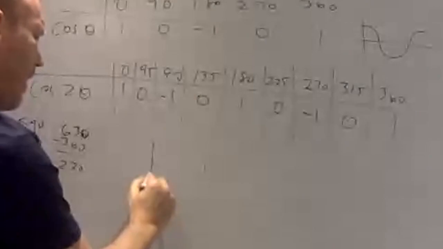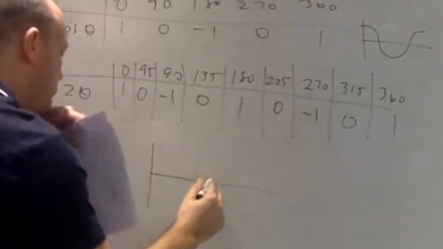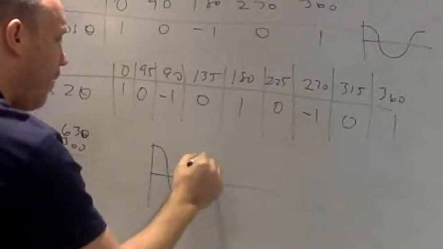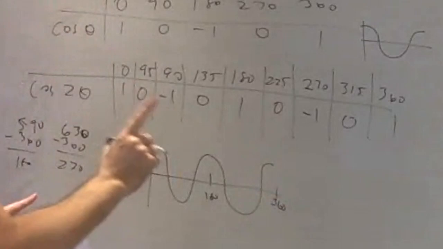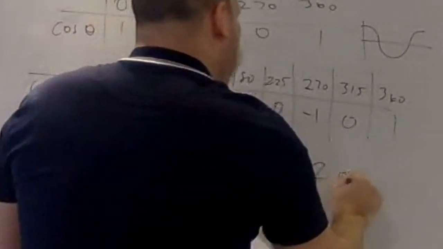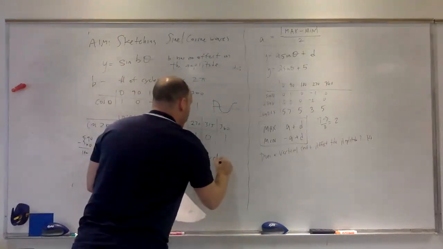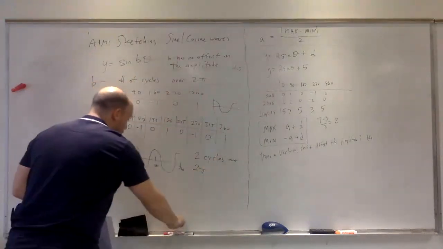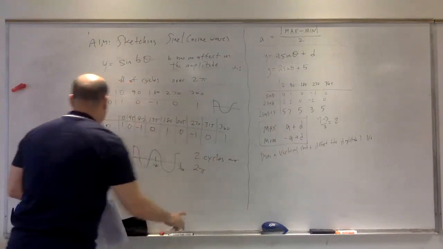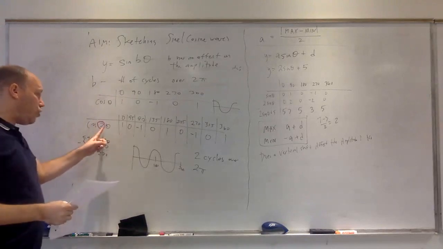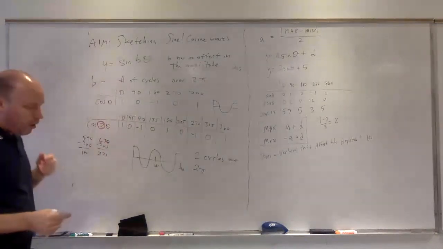So what's going on over here? From 0 to 360, we have 1 wave, 2 waves. So we see here that we have 2 cycles over 2 pi, hence the 2. That's the idea of the b. So the second you see the 2 there, you're like, okay, it's happening twice.